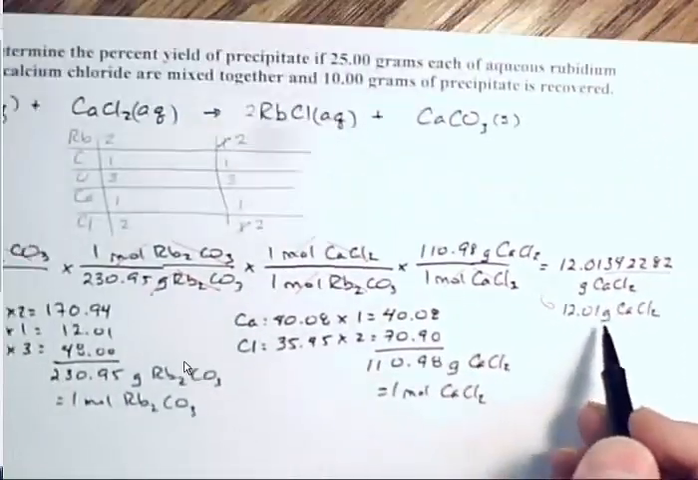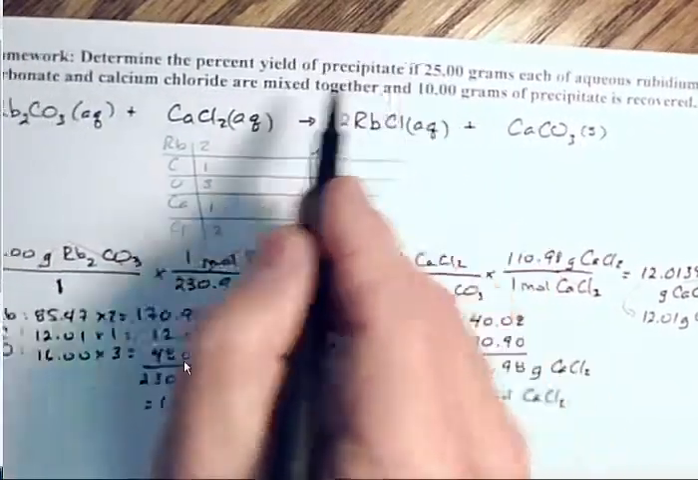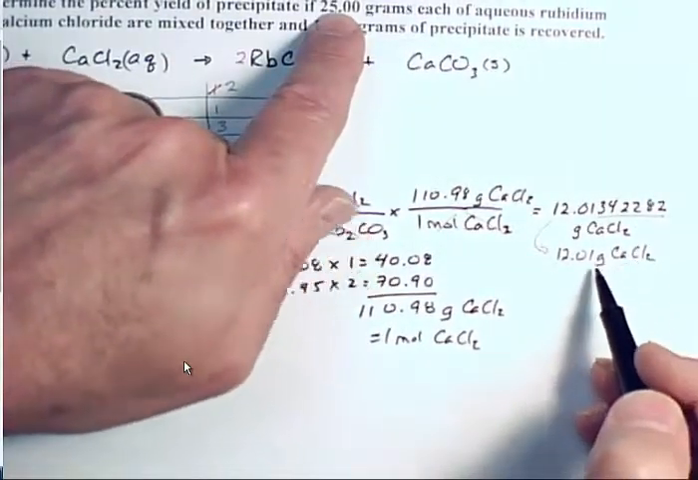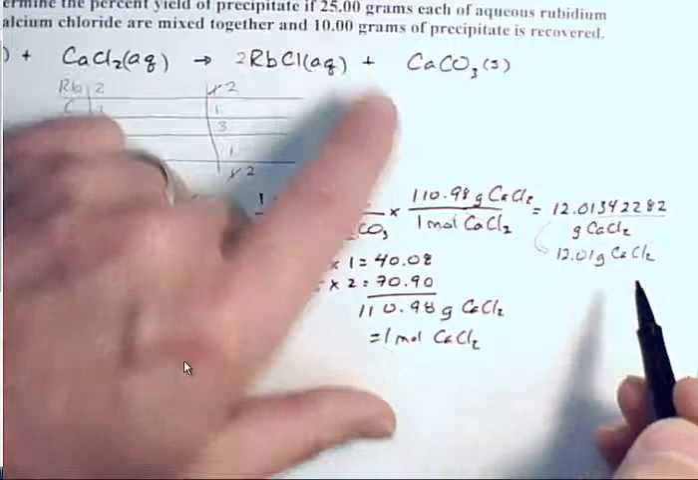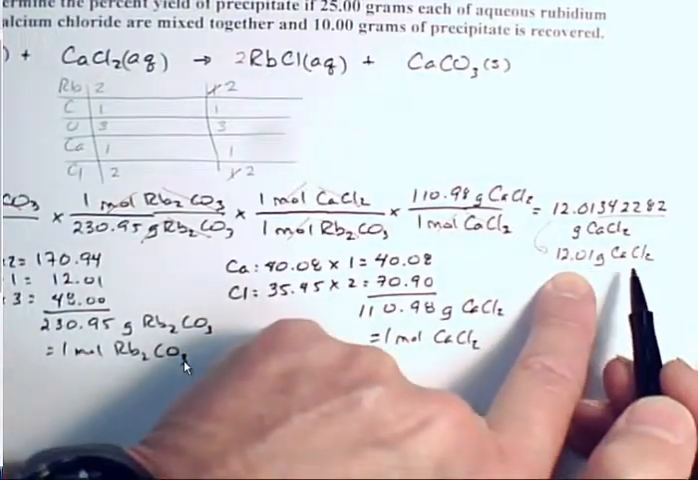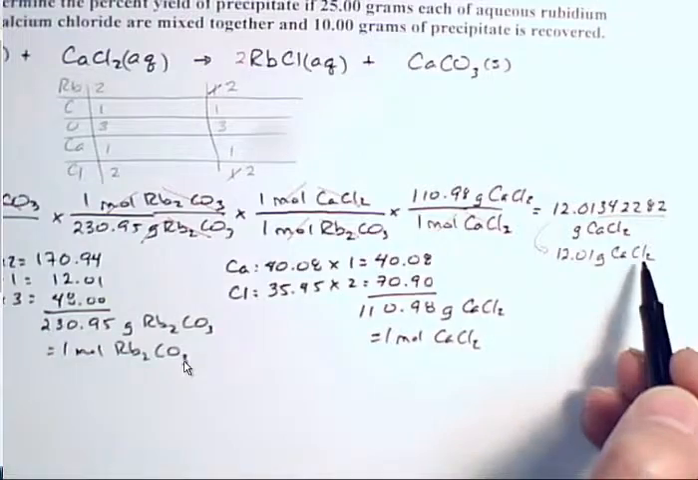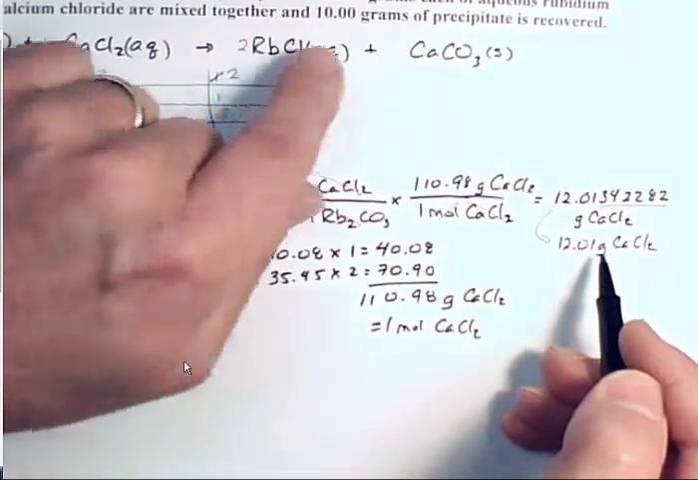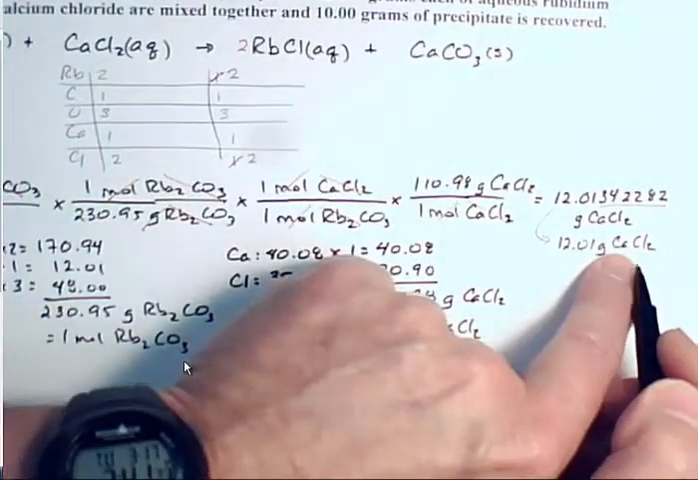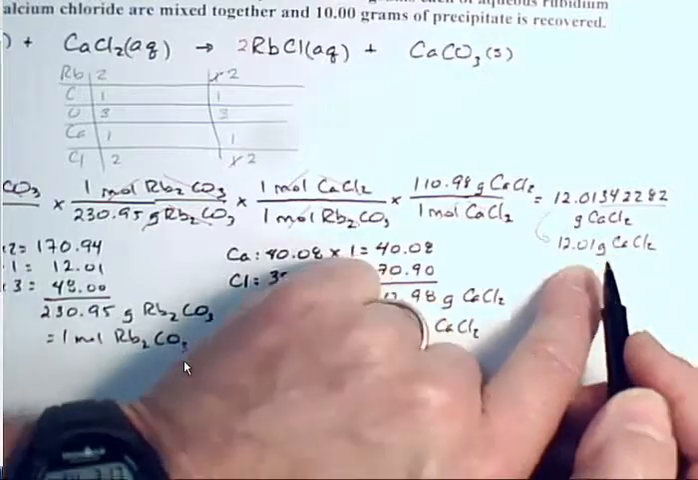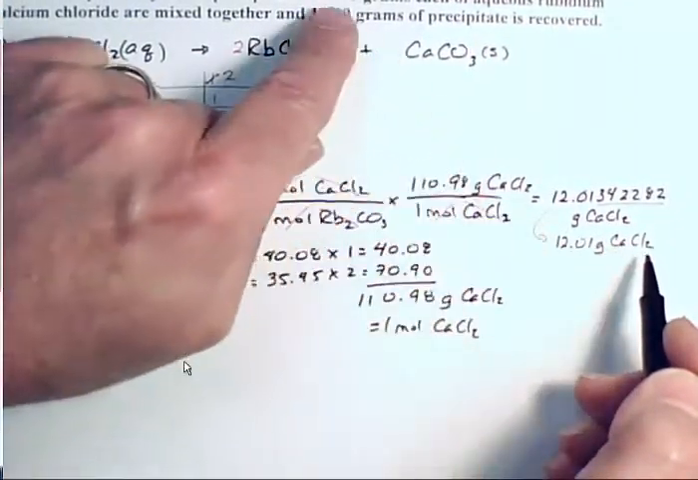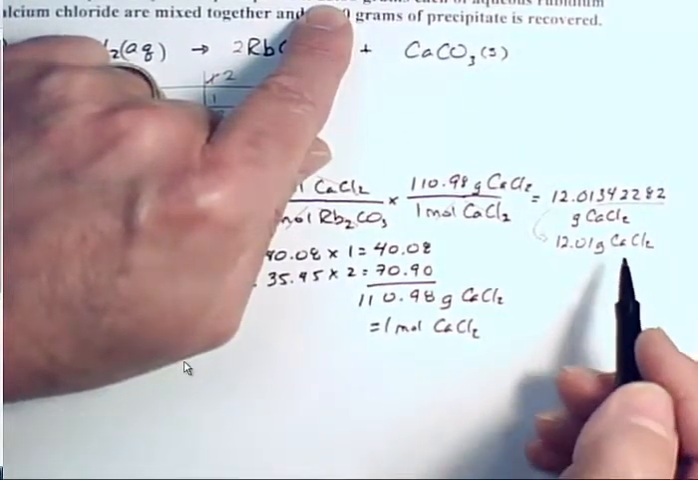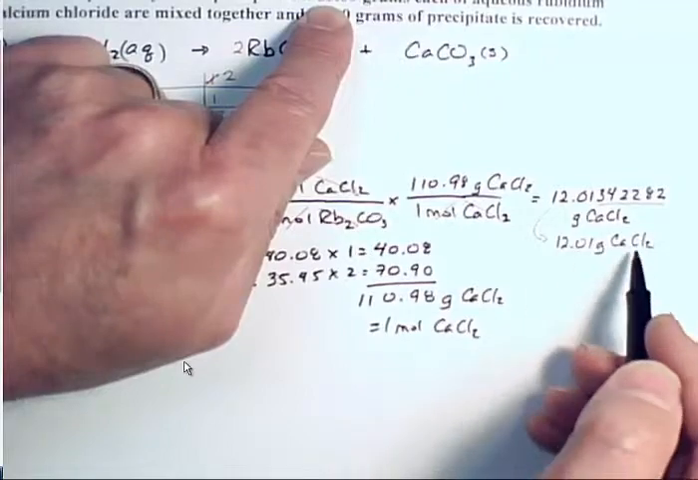Now then, we actually had in the problem 25 grams of calcium chloride. Okay? So we actually have far more calcium chloride than we're going to be using up. This amount is the amount of calcium chloride used up when reacted with 25 grams of rubidium carbonate. And since this number is smaller than the amount we actually have, that makes calcium chloride the excess reactant, because only 12.01 grams are going to be used up, leaving roughly 13 grams left over. That's in excess. We've got more than we need. And so this is our excess reactant.